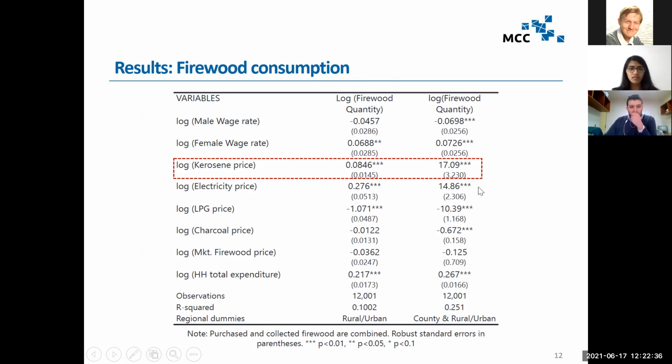We find the same patterns with regard to electricity prices and LPG prices, also in terms of female wage rates. I think another interesting pattern is that the male wage rate seems to be negatively associated with firewood consumption. But this again could be a correlation that as households become richer, they sort of step up the energy ladder. So we are still working on some of the identification issues. And some of the next steps of the paper are to think more about bargaining power and try to find some measures of bargaining power to include in the model.